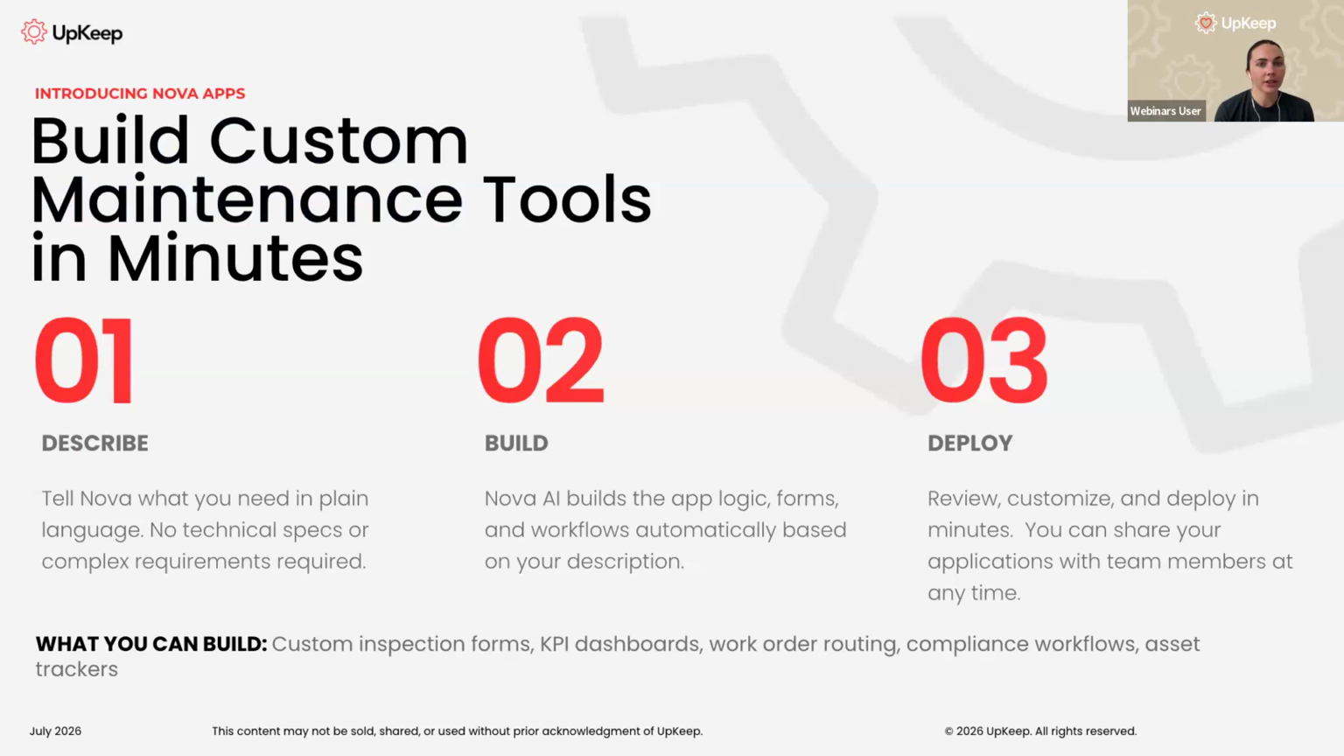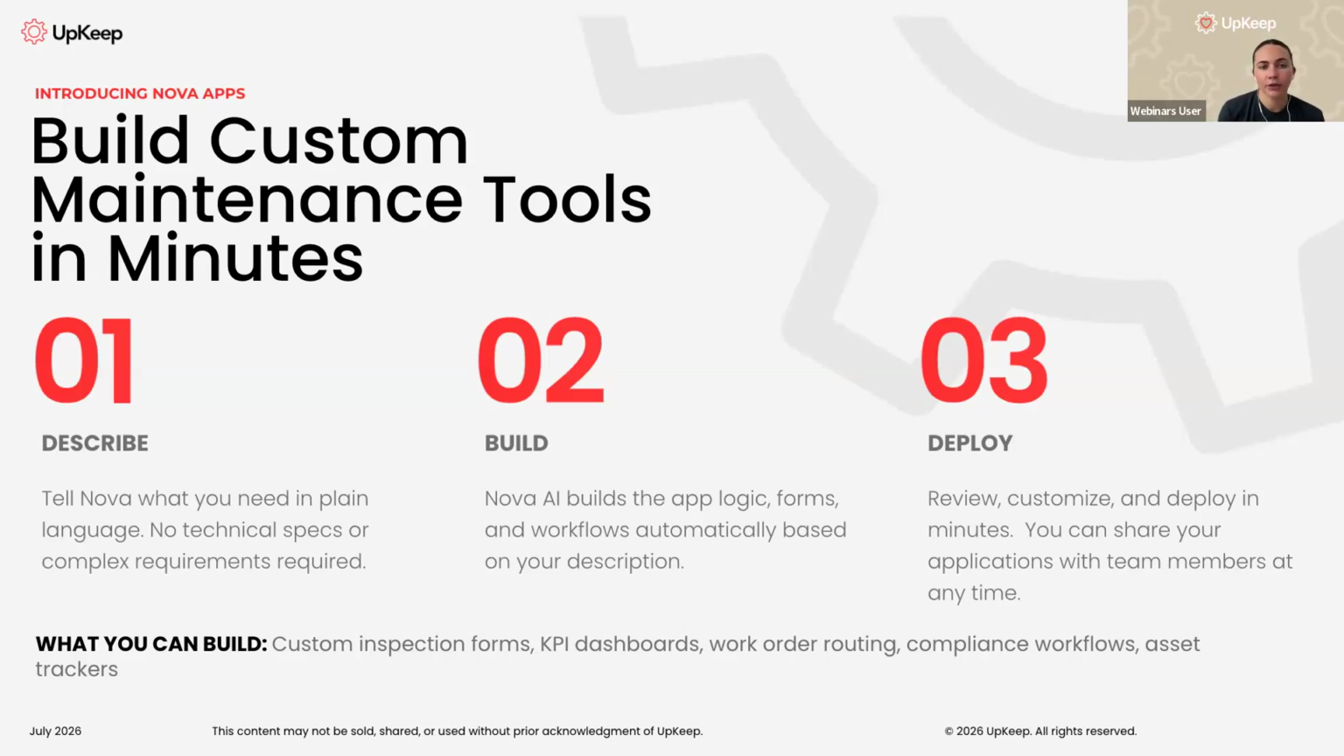And then onto the Nova apps. This is where you can actually build apps that support different workflows your team has. It's broken out into a three-step process. First, describing. So tell Nova what you need in your plain language. There's no technical specs, there's no complex requirements. Then you go to the building step. This is where Nova actually builds the app logic. This may be the form or the dashboard or the workflow based on what you described.